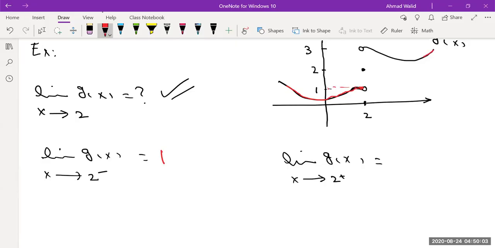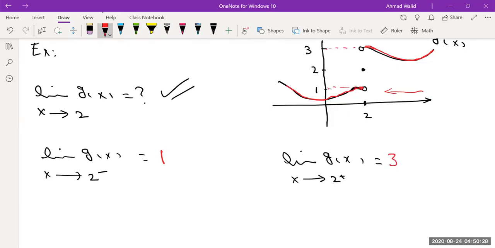Now, the limit of g of x as x approaches 2 from the right. Look at my cursor. I'm approaching 2 from the right. Maybe you ask why you are not approaching here. Do you see any graph here? I cannot move my cursor here because there is no graph here. My cursor should move on the graph, correct? My cursor is moving here. I'm approaching 2 from the right.